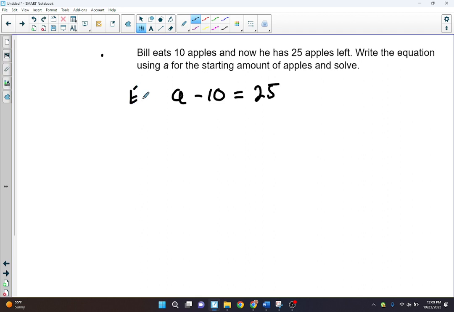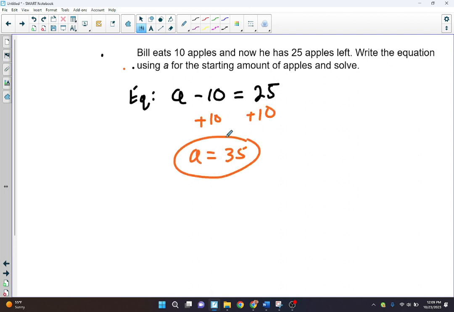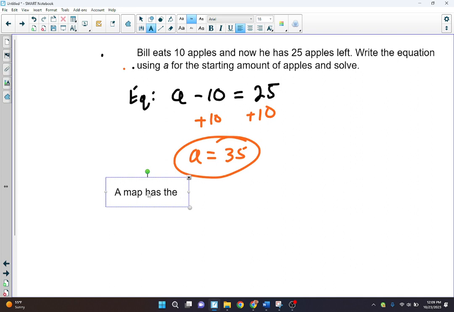The equation will give you points. You need to set up the equation according to whatever narrative I give you. Then you solve this. Most of you can do this with mental math, and that's okay. But plus 10 on both sides. He must have started out with 35 apples. Reminder, on the word problems, I will put a section for the equation and the answer. Make sure you know how to make the equation. There are also ratio-based ones, or proportion-based ones, like a map has the scale of 2 inches for every 5 miles.